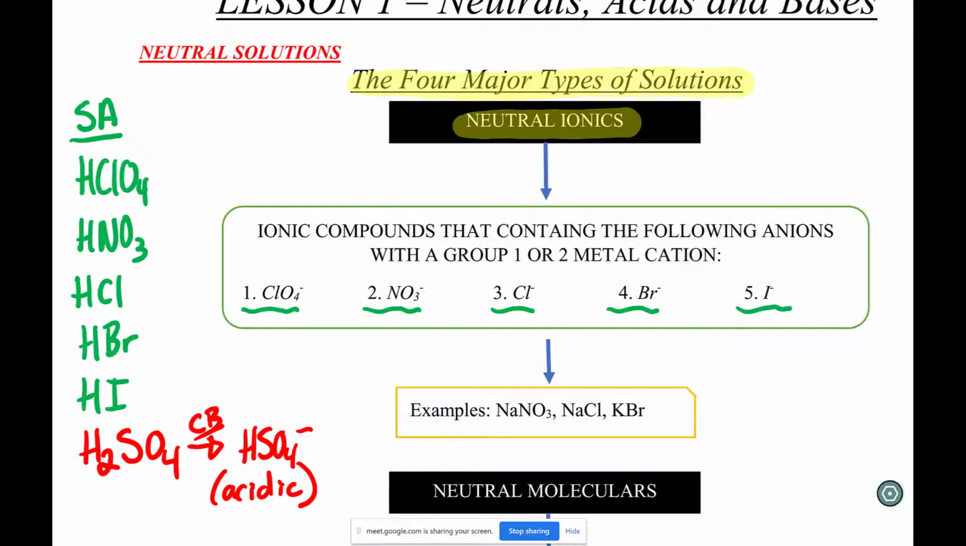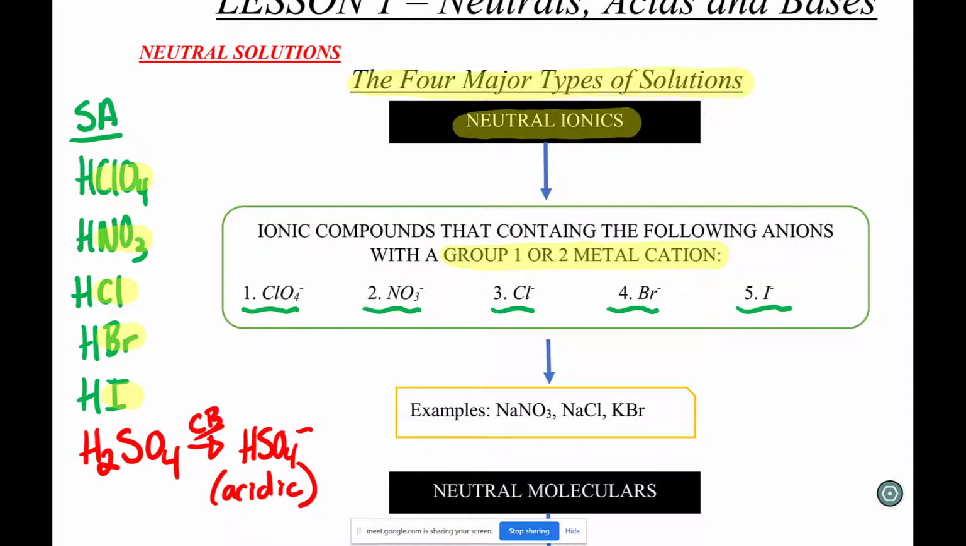So the anions of 5 of the 6 strong acids will make a neutral solution when paired with a group 1 or group 2 metal cation. Now, there are always some exceptions to this rule, but the reason that we keep with group 1 and group 2 metal cations with these 5 as neutral ionic is because some of the transition metals can be quite acidic, and that goes beyond the scope of our current course.